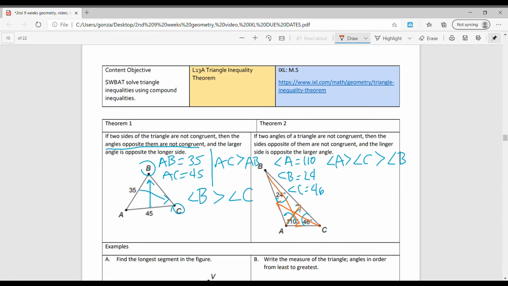So if I had to take these sides and put them in order from greatest to smallest, I would say that BC is larger than AB, which is larger than AC.